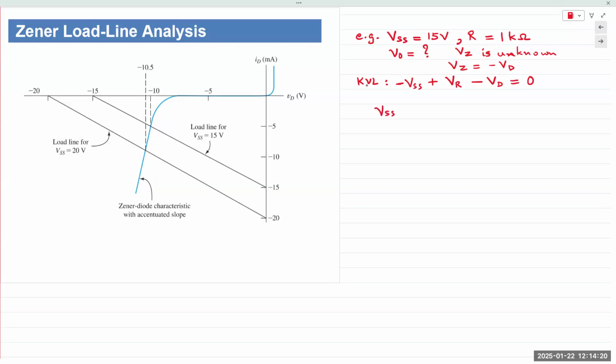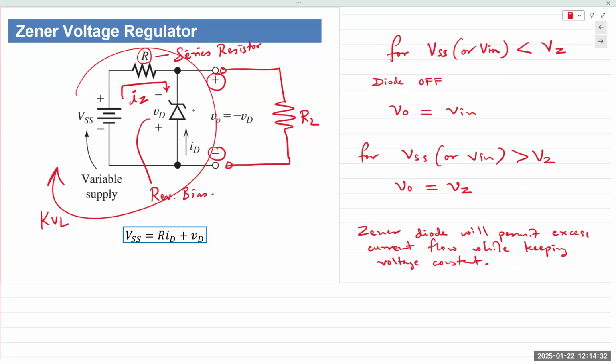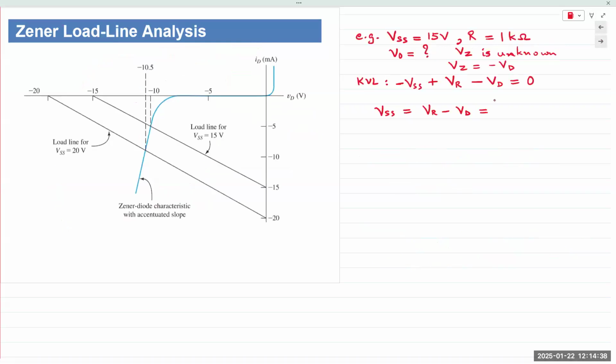So I would get VSS is equal to VR minus VD. VR, of course, is the current times R, and the current, if I stick with the convention again, I would get minus ID times R minus VD. Okay. That's my KVL expression. VSS, the supply voltage, is equal to the diode voltage plus the resistor voltage. Two unknowns in the circuit, VD and ID.